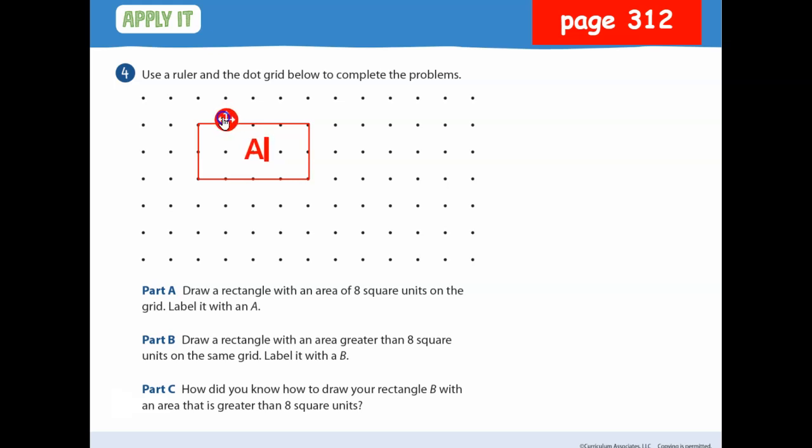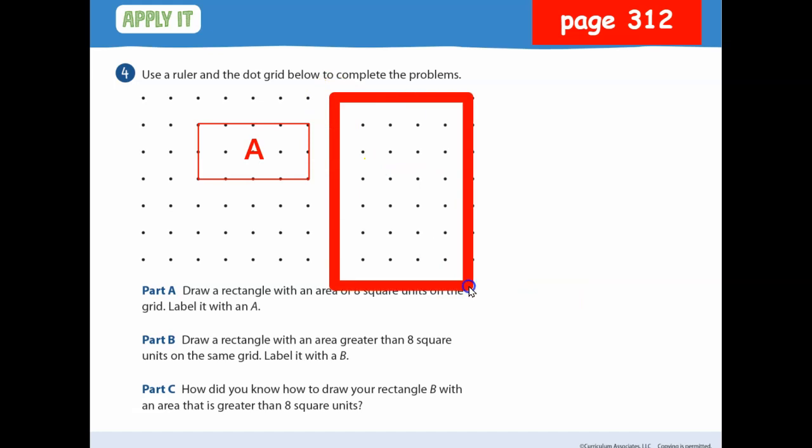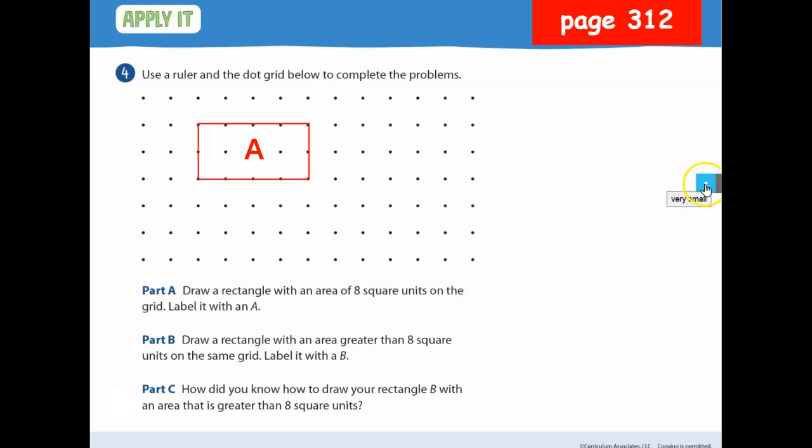Okay? Then it says draw a rectangle with an area that's greater than 8. I can do this. Sorry again. My bad. Something like that. Can I do something like this? No, that is not greater than 8. That's only 4. This one, that's 9. I can do that. Or, I'll keep it like this.